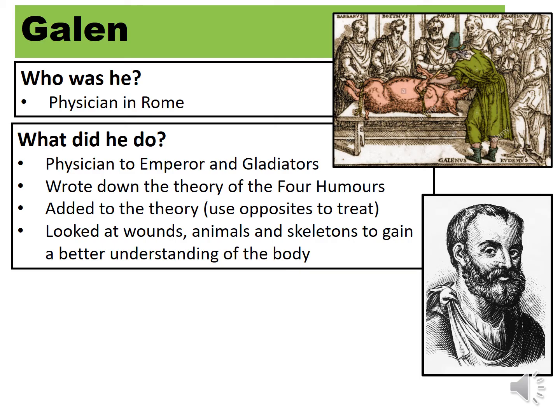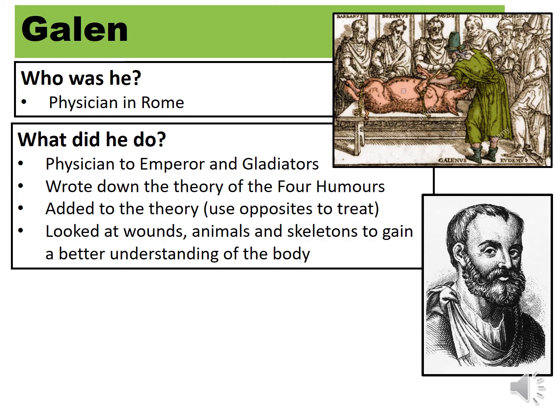What did he do? So as well as being a physician, he wrote down the theory of the four humours. Now we know when people write something down, again, it's very simple, but so important, because it means that those ideas can be passed down to people. And that is why the theory of the four humours has lasted for hundreds and hundreds of years.